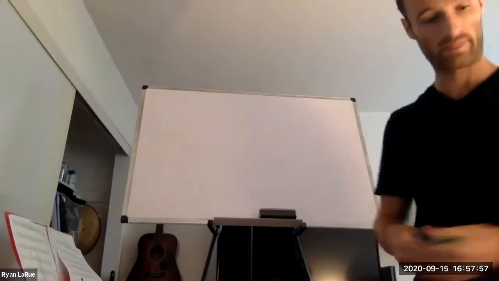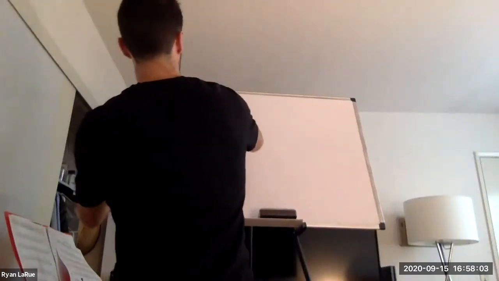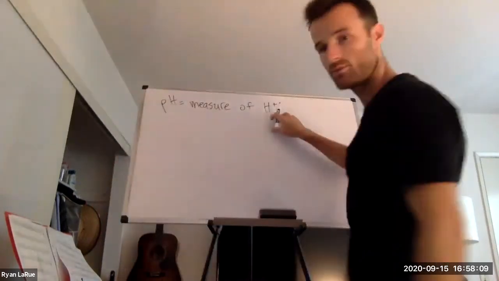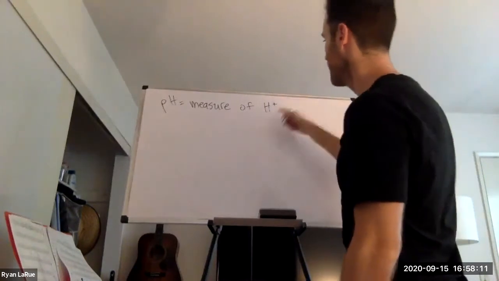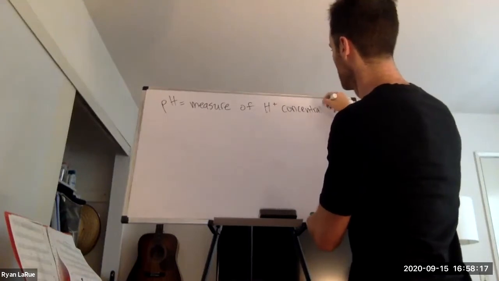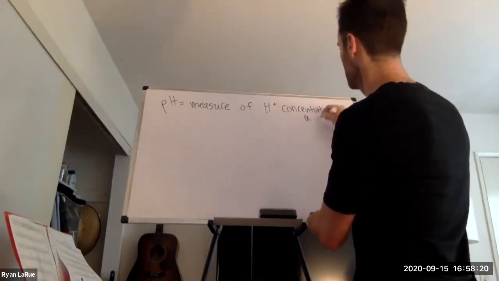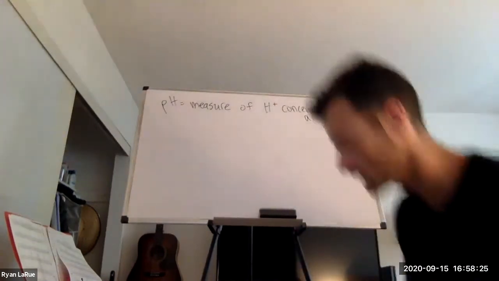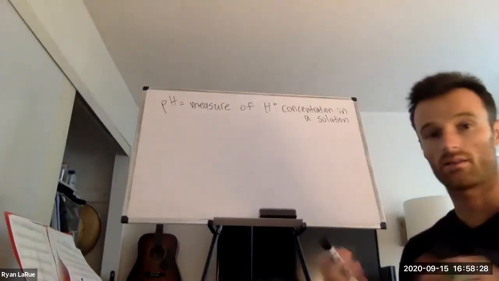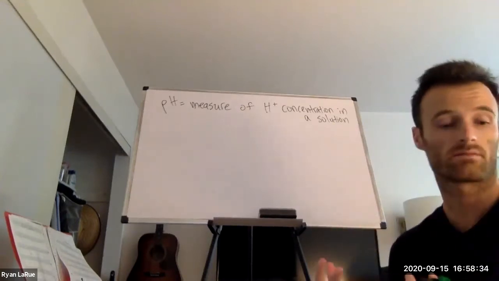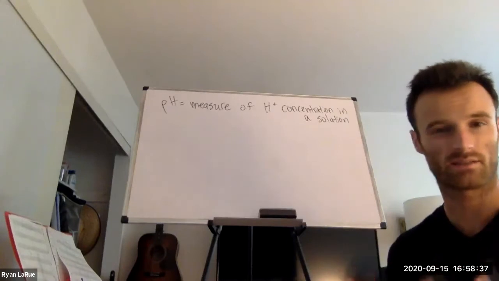All right, so pH is a measure of hydrogen ion, H plus ion, concentration in a solution. That's what the pH scale will tell us. It will tell us the concentration of hydrogen ions, how many hydrogen ions are in that solution.